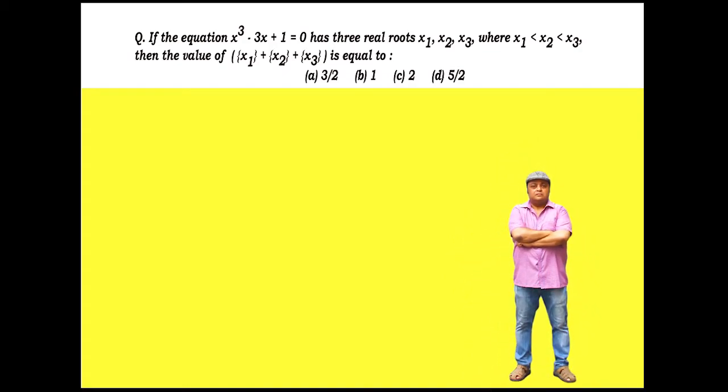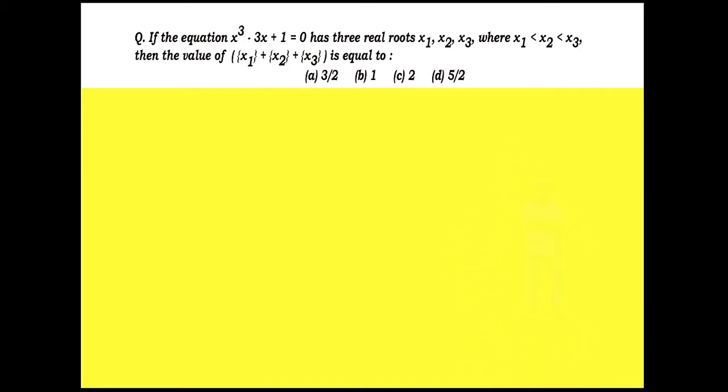Here, given that x cubed minus 3x plus 1 equals 0 has three real roots, x1, x2 and x3, and x1 is less than x2 less than x3, I have to find the value of the fractional part of x1 plus the fractional part of x2 plus the fractional part of x3. So now, let's take f of x as x cubed minus 3x plus 1.